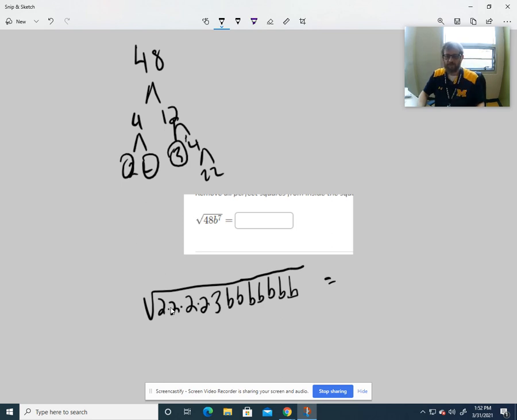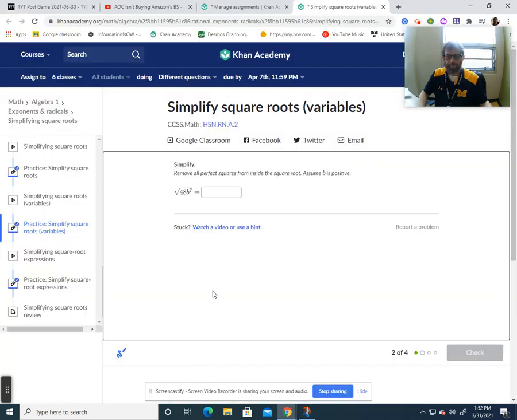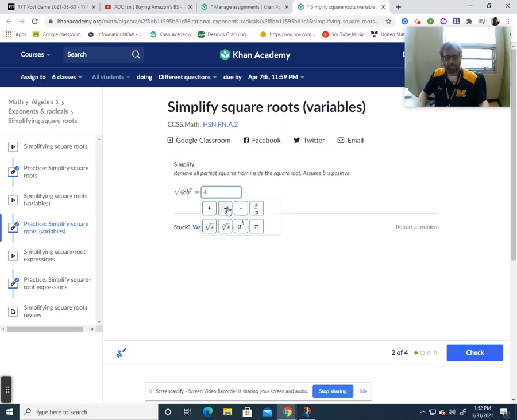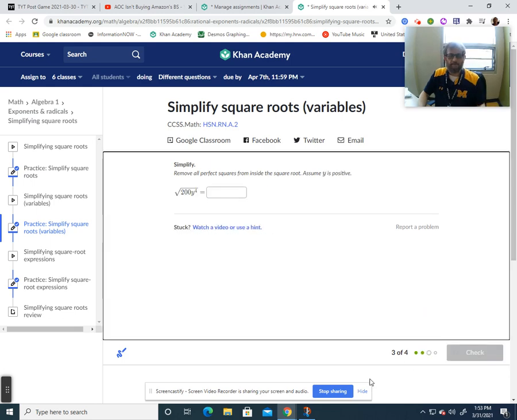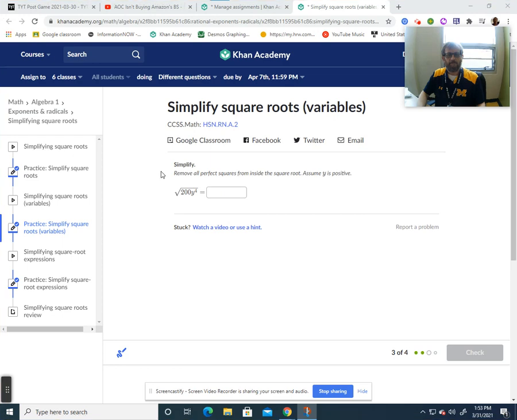So I've got a pair of 2's, that gets me a 2 out. Another pair of 2's, gets me another 2 out. Then I got a pair of b's, a pair of b's, a pair of b's, and 1 b left over. So I've got 4 outside. I've got 1, 2, 3 b's outside. And then I have the square root of a 3 and a b left over. So 4b cubed times the square root of 3b. Success. All right, here we go again.